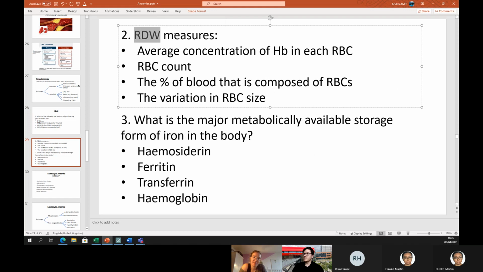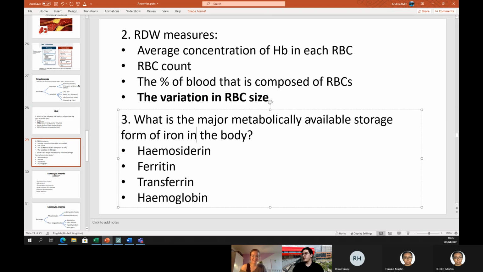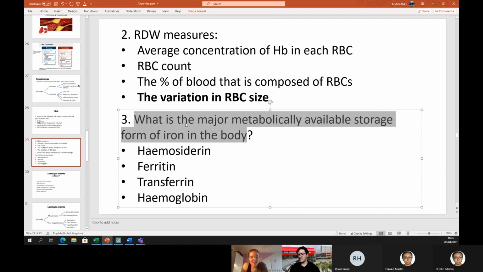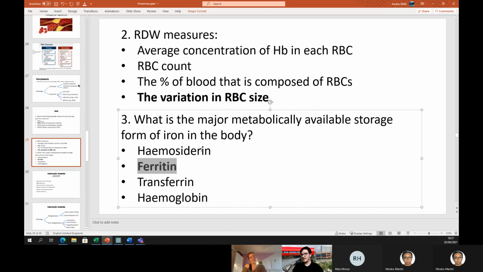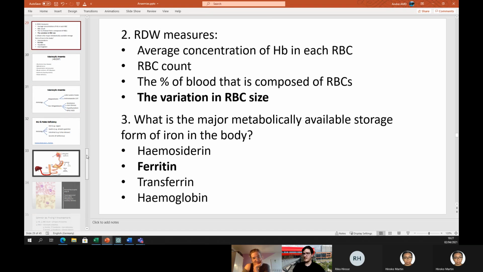RDW stands for red blood cell distribution width, and it measures what? The variation. Oh yeah, nice. I'm still awake. Variation in red blood cells? Okay. So then can you do me a solid and answer this next question as well? Ferritin. Nice. Wait, I haven't read the question. What is the measurement? Yeah, correct, that's ferritin. Right, so you pretty much learned the most important things in this lecture.